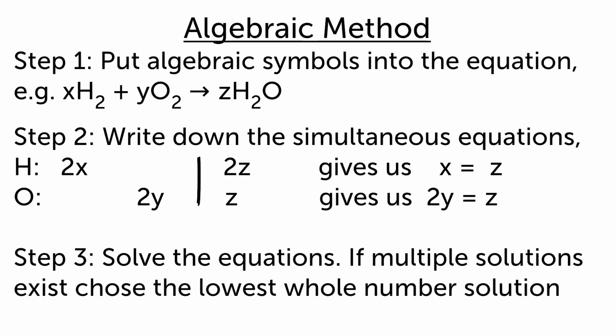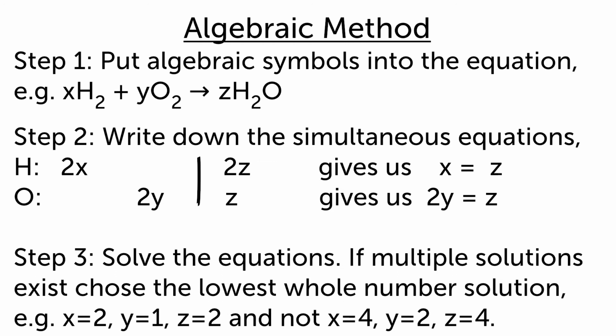Step 3 is to solve the simultaneous equations. Just like you did in maths class. In general, chemical equations have an infinite number of solutions, but they are just multiples of each other. This corresponds to the fact that you can multiply both sides of the chemical equation by the same number, and the equation will remain balanced. If you have to choose which solution to give, then choose the lowest whole number solution.